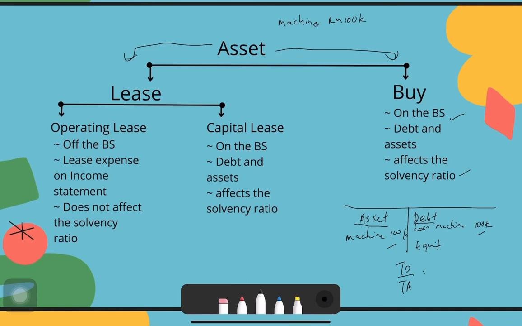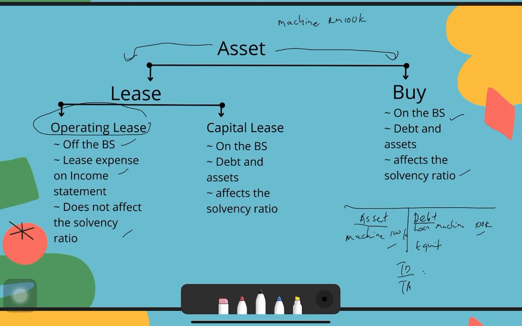So let's say the company leases the asset instead of buying it. When we lease the asset, we don't have to put it on the balance sheet. We can keep that item off the balance sheet. We only have to record the lease expense or the rental expense on the income statement, and it will not affect the solvency ratio. But it only happens if it is an operating lease.